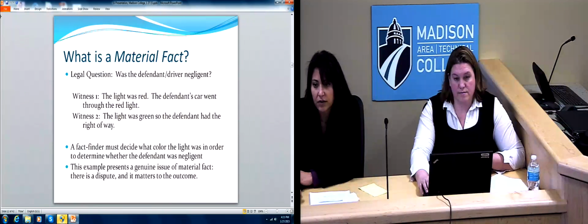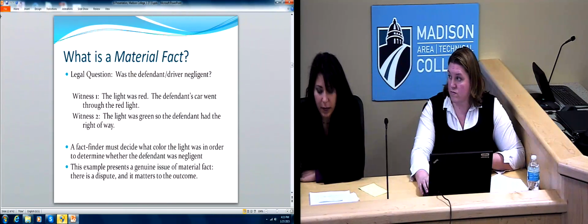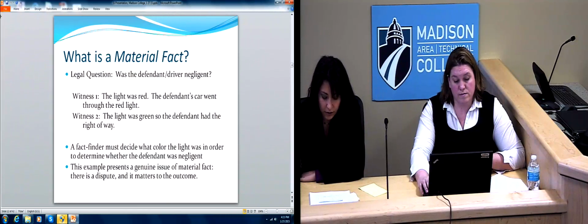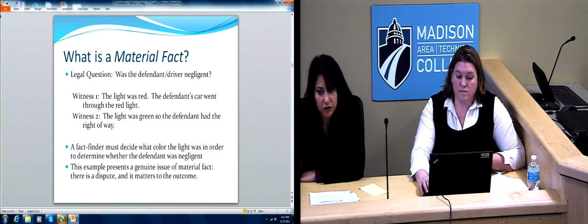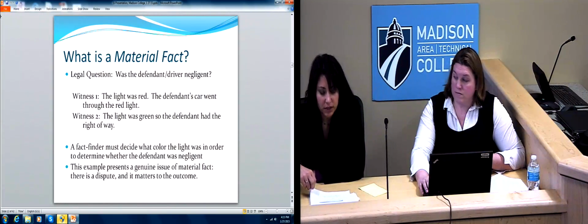Was the defendant driver negligent? Witness 1 gets up and says, the light was red. The defendant's car went through the red light. Witness 2 gets up and says, the light was green, so the defendant had the right of way. In this scenario, the fact finder must decide what color the light was in order to determine whether the defendant was negligent. It's a question that must be answered in order to figure out who wins and who loses the case. This example presents a genuine issue of material fact. There is a dispute and it matters to the outcome.